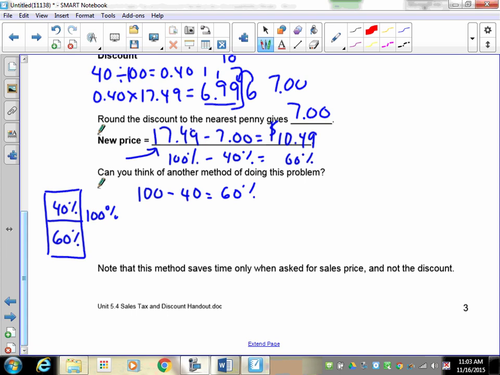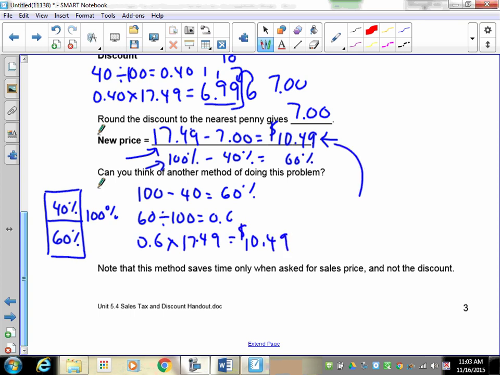So now rather than doing the subtraction at this point, right here, you can do the subtracting at the front. Now just find 60% of the number. So 60 divided by 100 is 0.6. And 0.6 times $17.49, believe it or not, guess what it is? It's the same thing as we calculated right here. Now this method saves time because the math is a little bit easier to work with when you're subtracting percentages, because they usually come in multiples of 10.